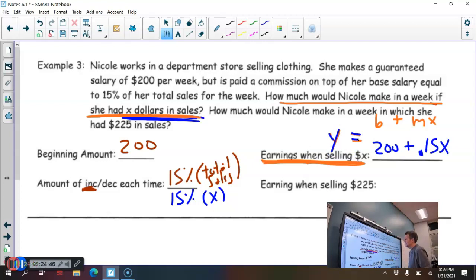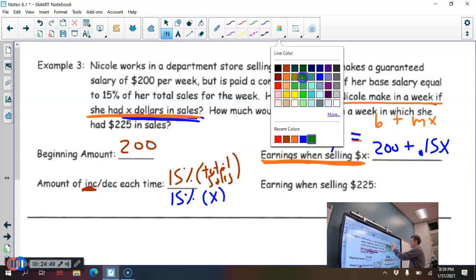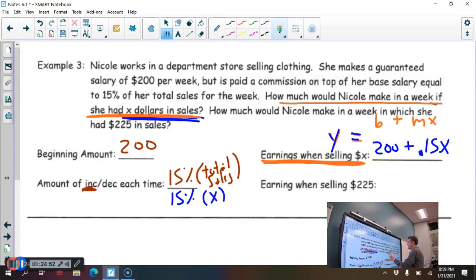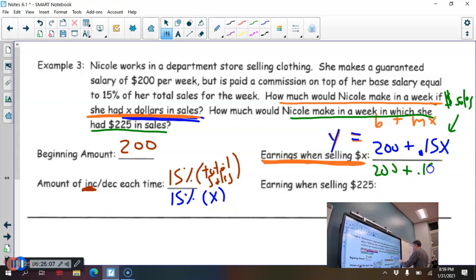And so, this one also asks us an additional question. How much would Nicole make in a week if she had $225 in sales? Well, X represents her dollars in sales. So I can calculate how much she would make by putting in $225 for the sales and doing the calculations. And that would be 200 plus 0.15 times 225, which is 233.75. That is how much she would make.